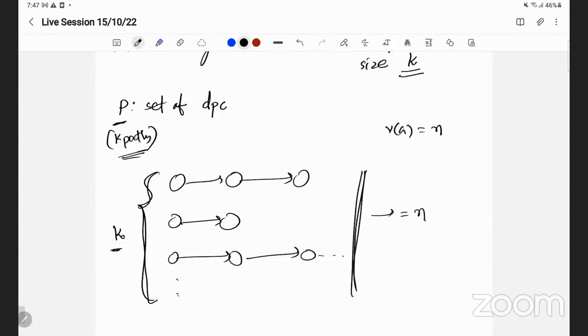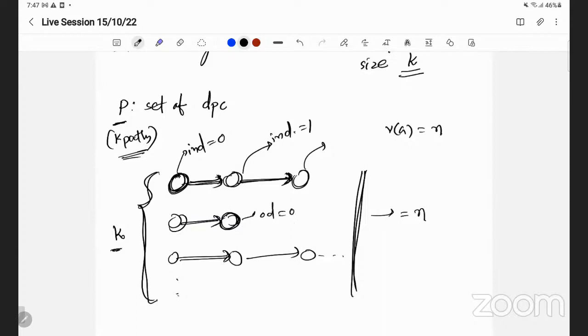And if you observe, the in-degree of any vertex is at max 1. For the starting vertex of the path, the in-degree is 0. For any intermediate vertex or the last vertex, the in-degree will be 1 because it has only one incoming edge, right? And the same for the out-degree. All the vertices will have at max 1 out-degree. The ending vertex will have out-degree 0, and all other vertices of the path will have out-degree 1, right?